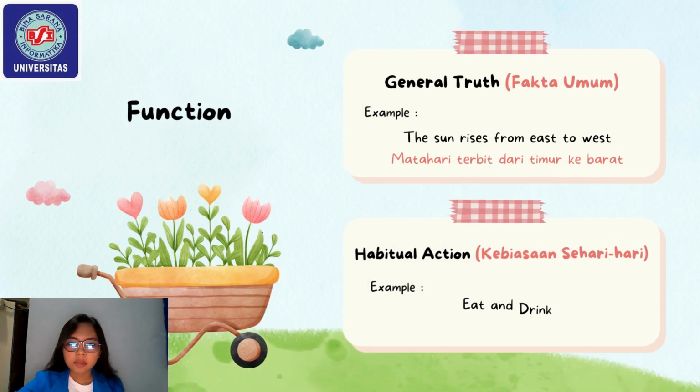Okay, next is function. The simple present has two functions, namely general truth and habitual action. First, I will explain general truth or fact. Facts are events that really happen and can be proven to be true. For example, the sun rises from east to west.